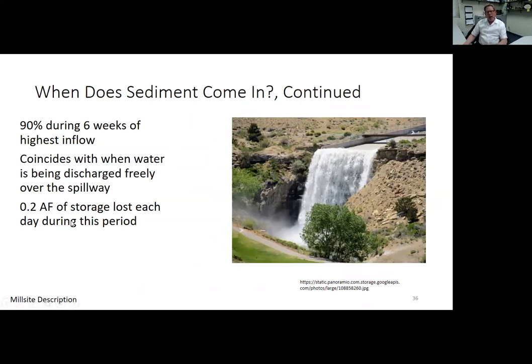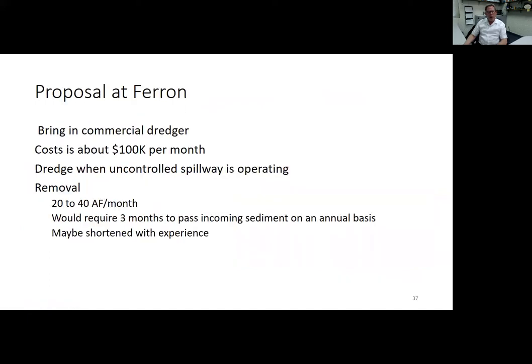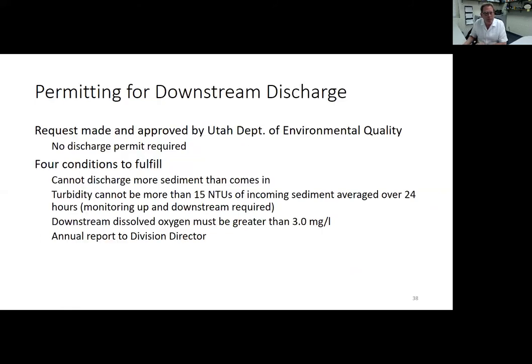So how to manage reservoir sediment at Millsite Dam? The idea was to bring in a commercial dredger at the indicated cost to dredge sediment when that spillway is moving clear water downstream. By doing so, I calculated that they could move between 20 and 40 acre feet of sediment per month, and that would require the entire spillway discharge period. Now, as people get more experience with the dredger, they may shorten that time, but it could only occur if and when the spillway is discharging.